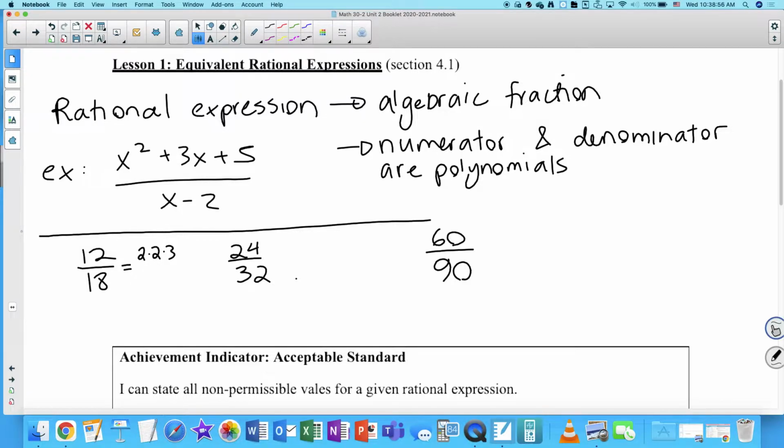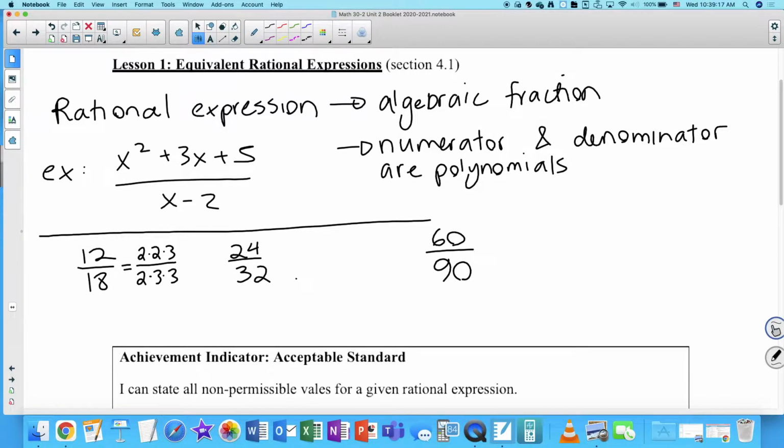Does that make sense? 2 times 2 is 4. 4 times 3 is 12. Over 18 is 2 times 9, and 9 is 3 times 3. So that's 2 times 3 times 3. Or you can think about 2 times 3 is 6, 6 times 3 is 9.